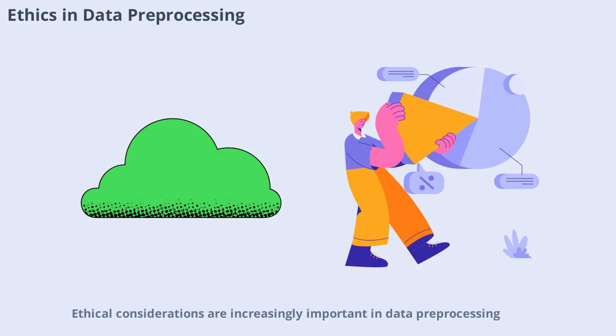Ethical considerations are increasingly important in data preprocessing. This includes ensuring data privacy, avoiding bias, and maintaining transparency. Ethical preprocessing practices help build trust and ensure that your analysis is fair and responsible. Always consider the ethical implications of your preprocessing choices.